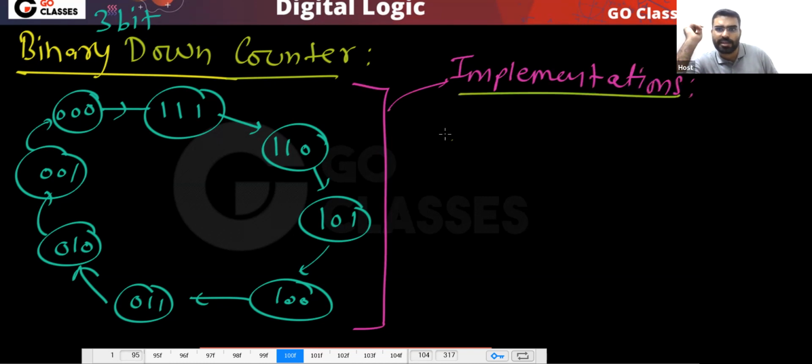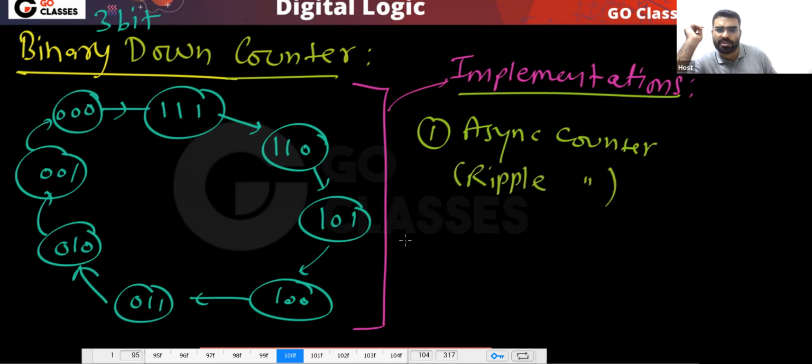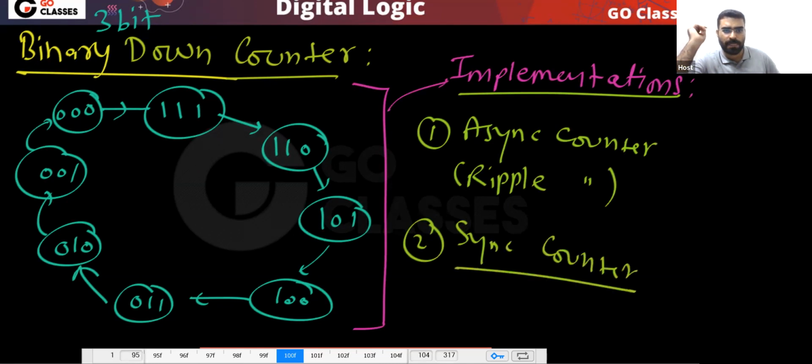What are the implementations? There are 2 implementations. Either you can implement it as an asynchronous counter, another name of which is ripple counter, or you can implement this as a synchronous counter. That is your choice. Either you can implement like this, or you can implement like this.